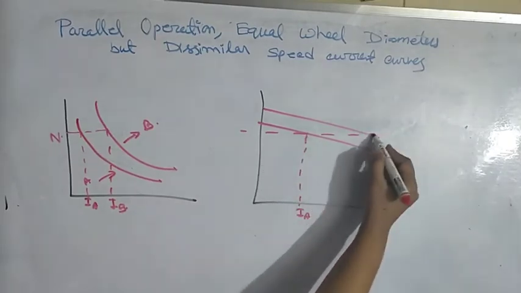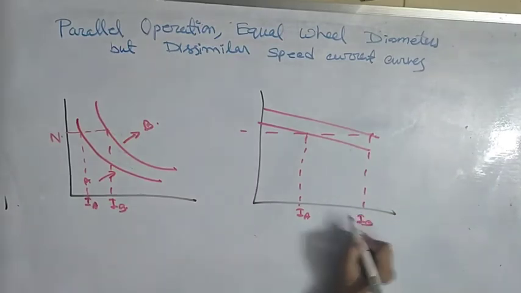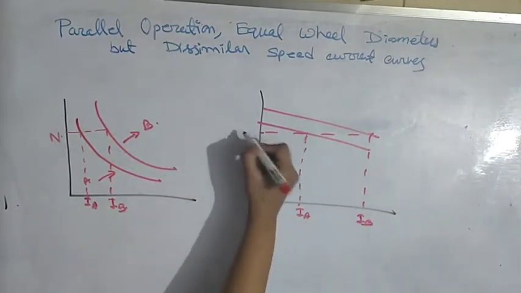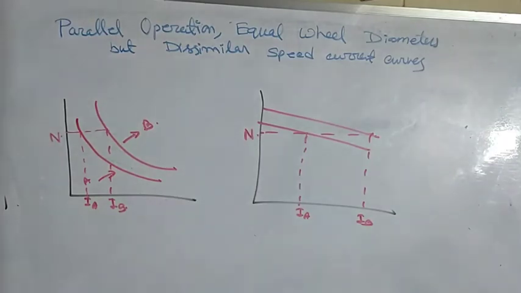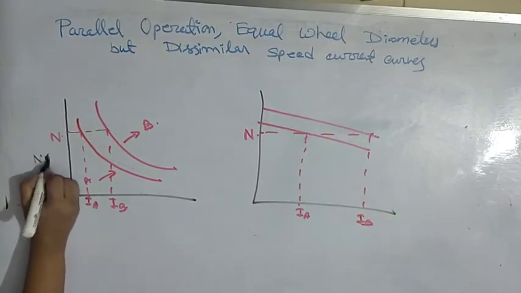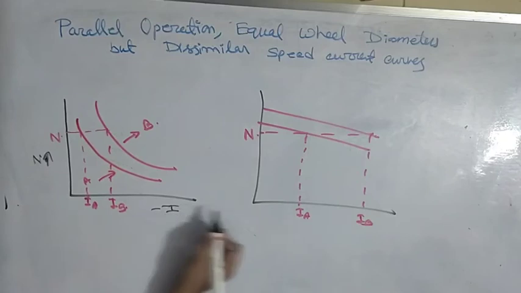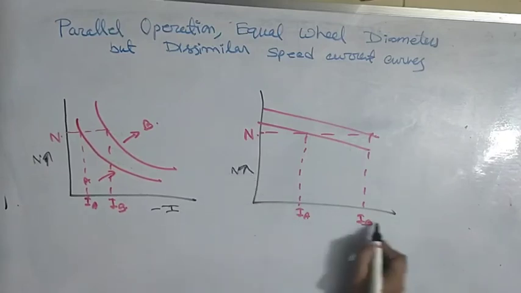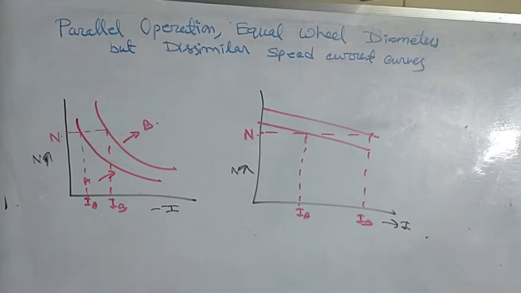This is IA. This is IB. This is N. N versus I. Okay, now from the above analysis, it can be concluded that this is the characteristics for machine A and machine B.